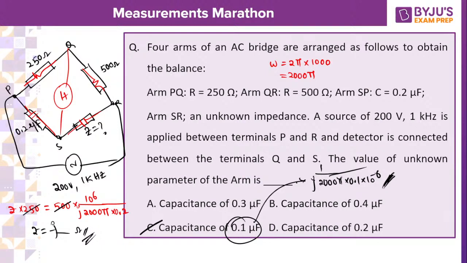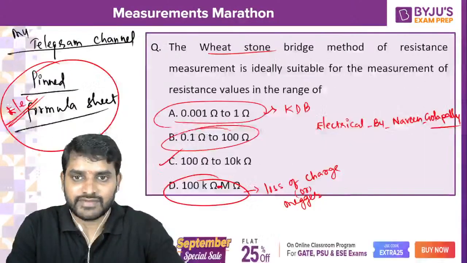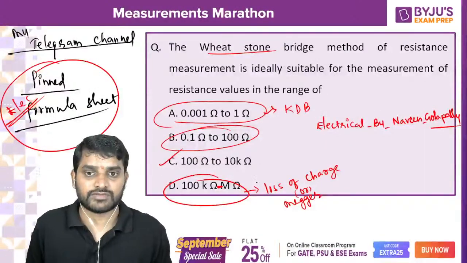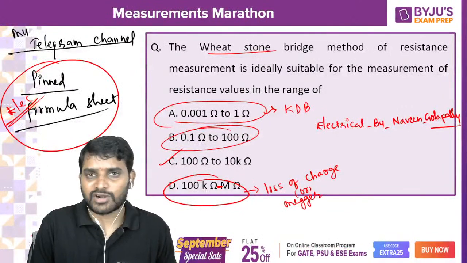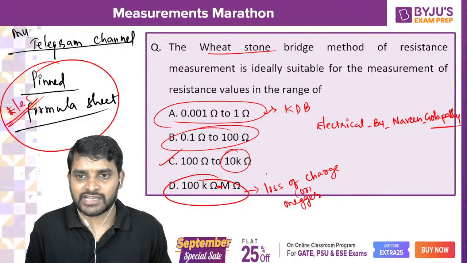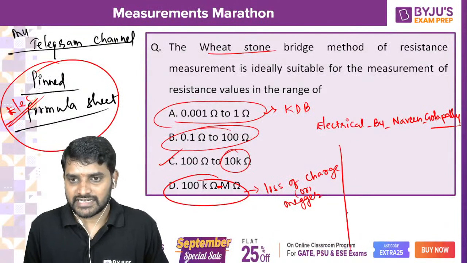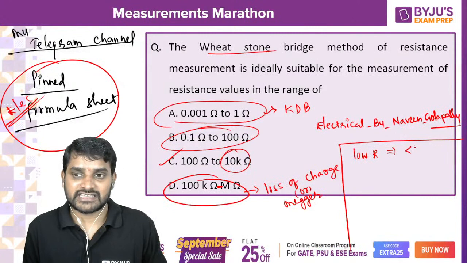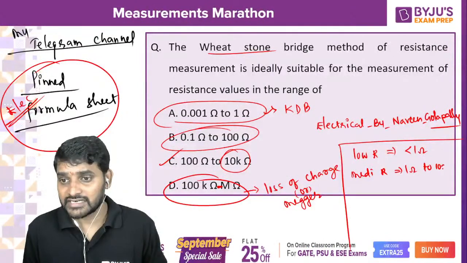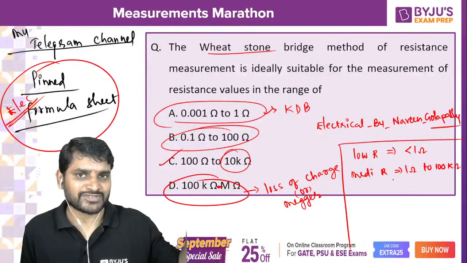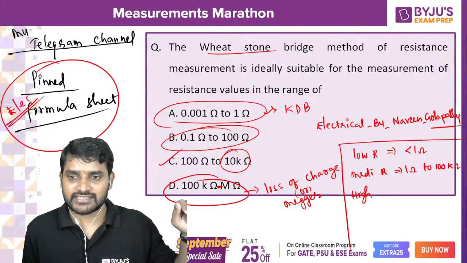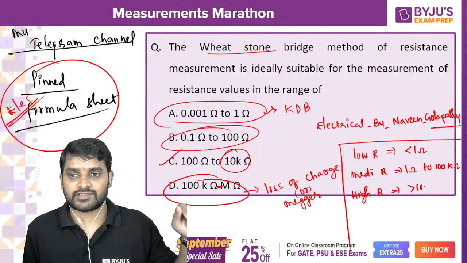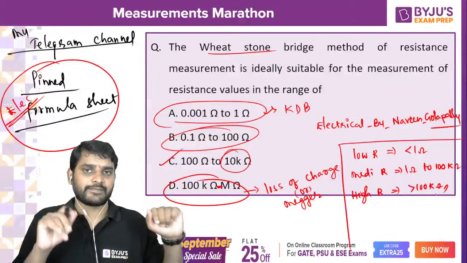Vishwadit is asking about medium resistance. Wheatstone bridge is going to measure medium resistance, 100 ohms to 10 kilo ohms. Do you think that 10 kilo ohms is a large value? That is the reason I mentioned the range of the resistance. Low resistance is classified as less than 1 ohm. Medium resistance is classified as 1 ohm to 100 kilo ohms. High resistance is greater than 100 kilo ohms. So this is the thing.